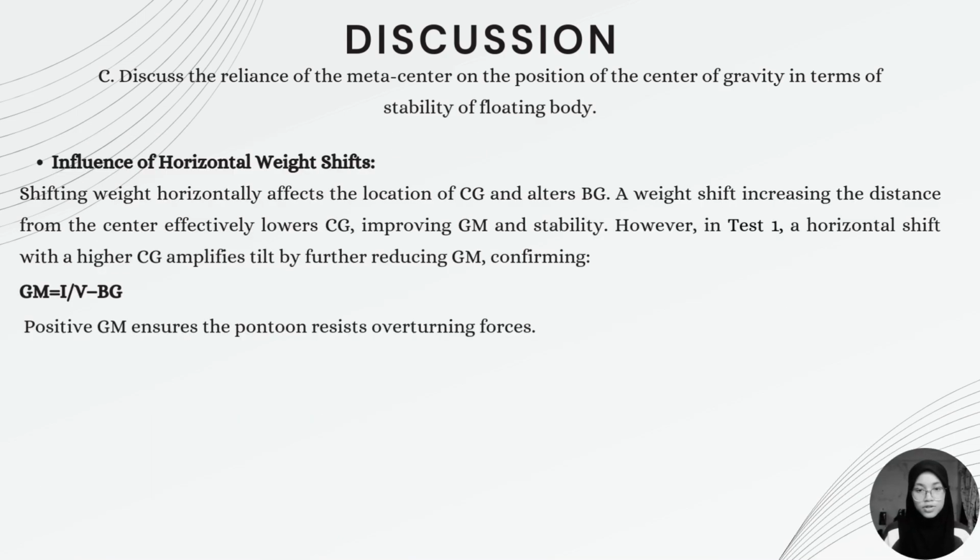Lastly, the influence of horizontal weight shift. Shifting weight horizontally affects the location of CG and alters BG. A weight shift increasing the distance from the center effectively lowers CG, improving Gm and stability. However, in test 1, a horizontal shift with a higher CG implied further reducing Gm, confirming Gm equals I over V minus BG. Positive Gm ensures the pontoon resists overturning force.